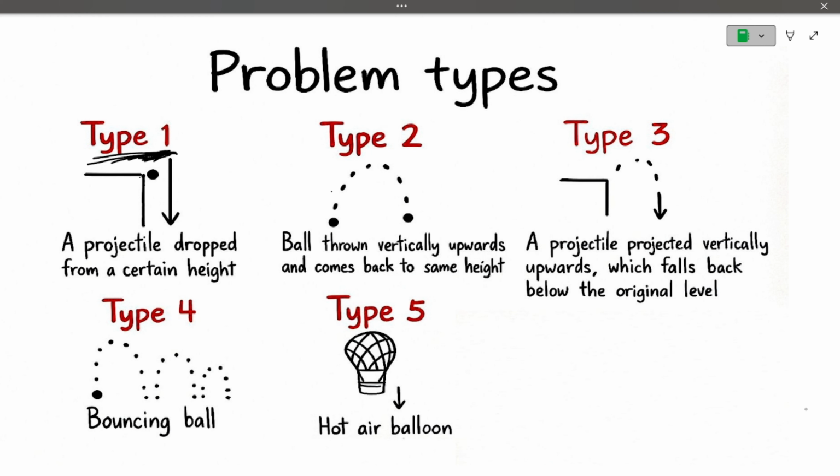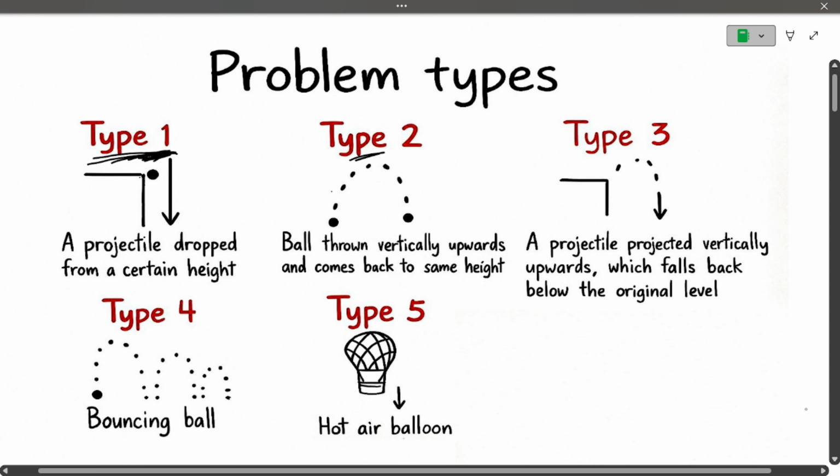In the first video we went through the introduction to vertical projectile motion and the basics, and now we are starting on the first problems, on problem type 1 and its problems. We're going to do a few question papers, and then in the next video we'll go to problem type 2. So what's problem type 1? It is a projectile dropped from a certain height. We see that on a certain height a ball is dropped.